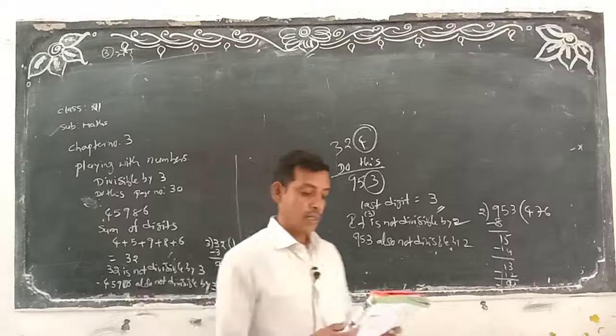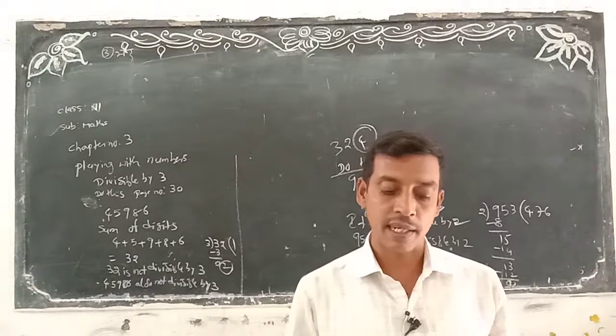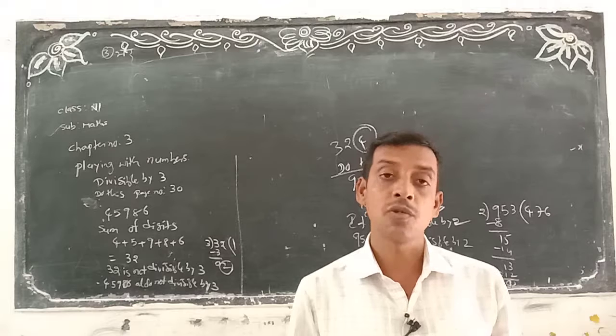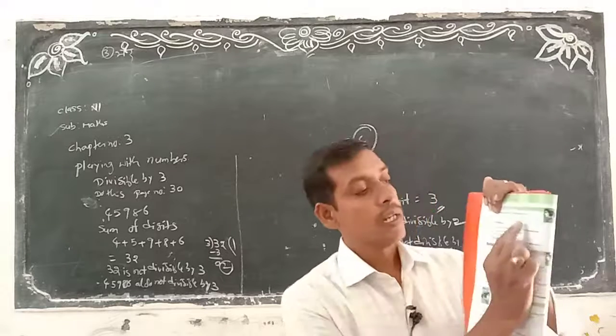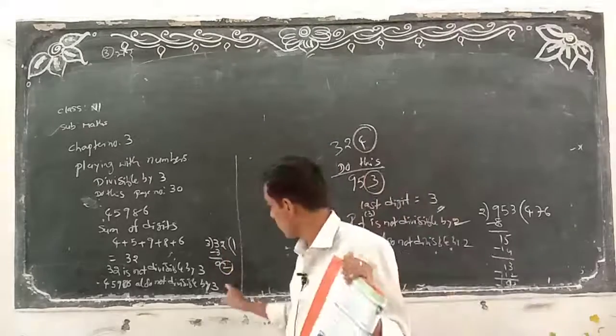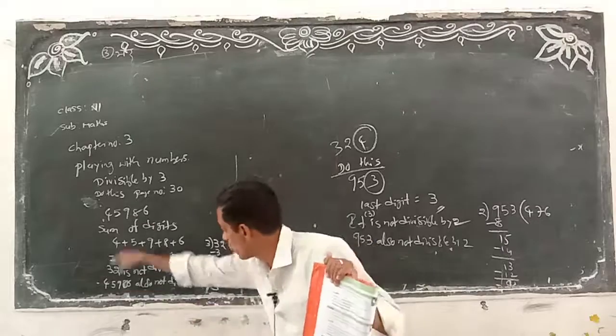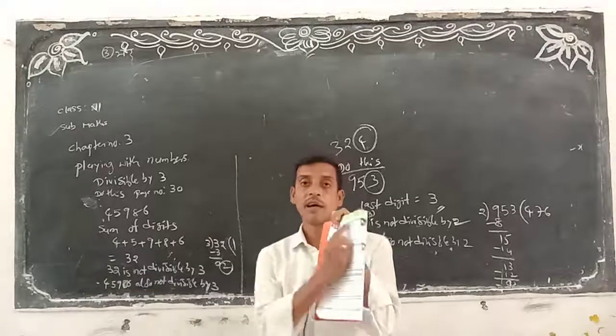Is it clear now? For example, take the second one. If you do the addition, 3 plus 6 is 9. 9 plus 1 is 10. 10 plus 2 is 12. 12 plus 9 is 21. For the second one you will get 21. 21 is divisible by 3. Check using the division method. If the sum is divisible, the total number is also divisible. This is the process.